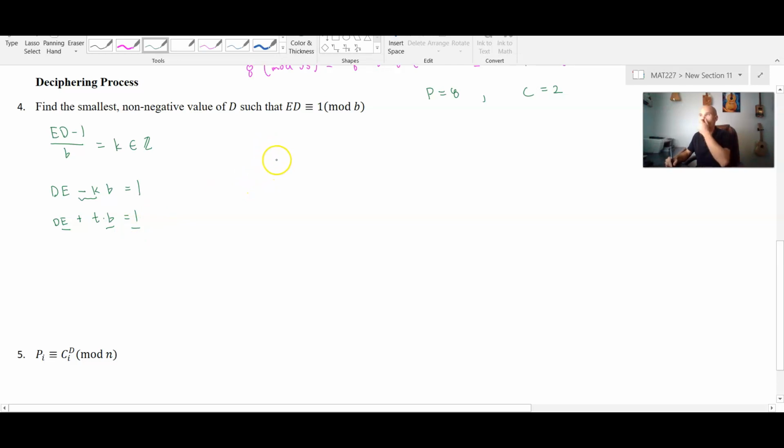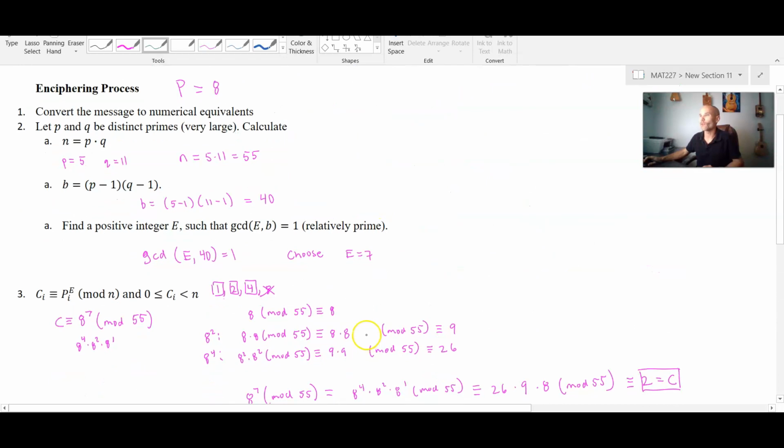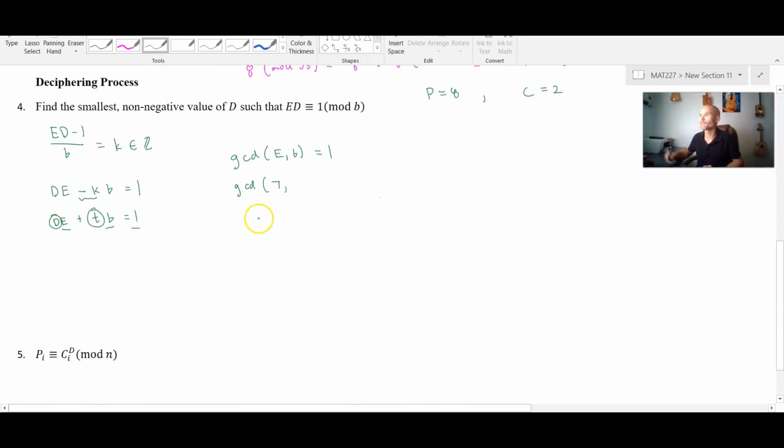What I know here is that the GCD between these two values is 1. So I'm going to run the Euclidean algorithm so that I can then run the extended Euclidean algorithm to get the value of d. I don't really care about the value of t, but I'm going to get it in the process anyway. So the GCD between our value of e, which was 7, and our value of b, which I've already forgotten, let's scroll up and find that. Our value of b was 40.